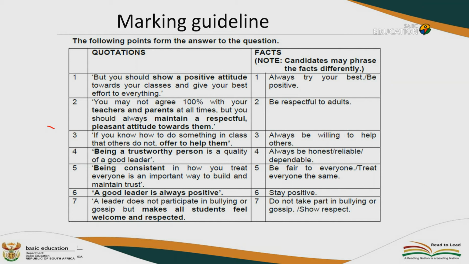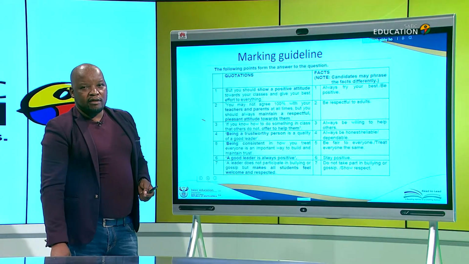It does not mean if we have a memo like this, this is what we are going to use. We know you use different words. It's okay. Being a trustworthy person is a quality of a good leader. This can be written as always be honest or reliable or always be dependable. Being consistent in how you treat everyone is an important way to build and maintain trust. See how that one was changed? Be fair to everyone, treat everyone the same.